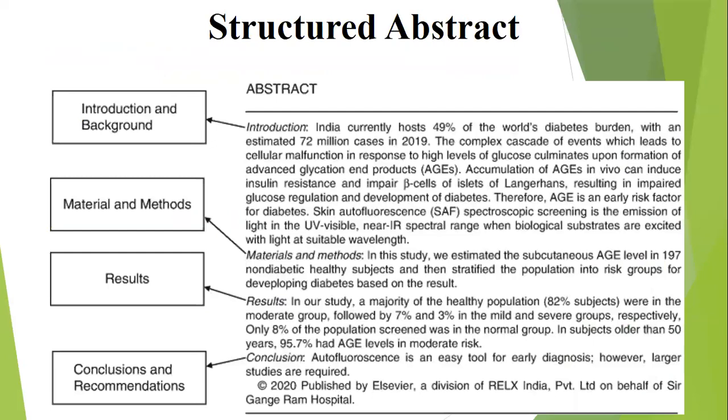Then, I have shown here a structured abstract. In a structured abstract, you can see topics such as introduction and background, material and methods, results, and conclusions and recommendations. That means in a structured abstract, you can see the contents divided under various topics like these, right? In an unstructured abstract, the same content is there. The difference is that there are topics in the structured abstract.